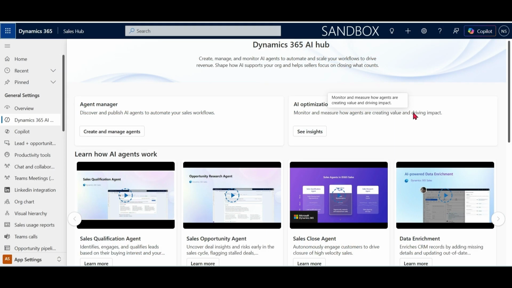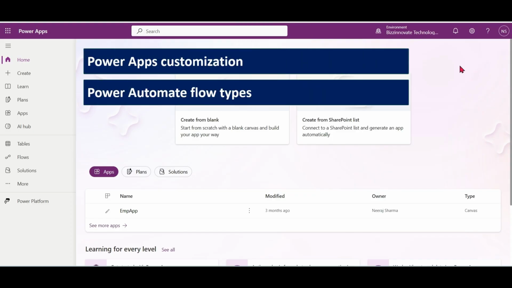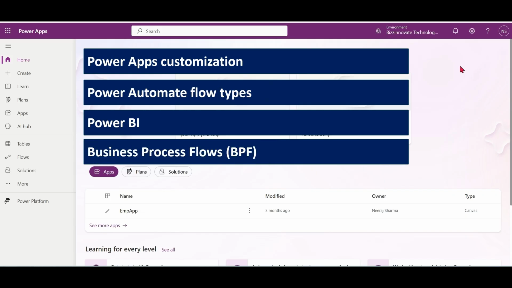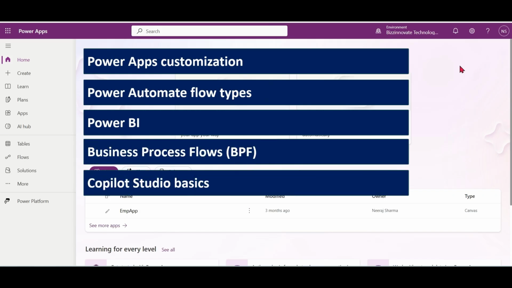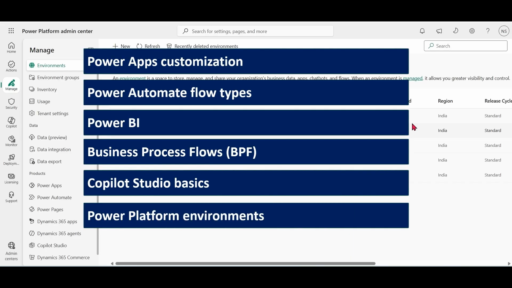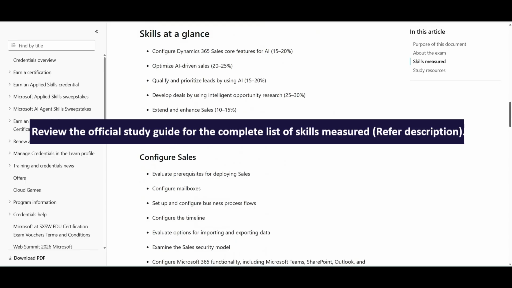Apart from practice on Sales Hub and about agents, to pass the exam we also have to focus on some functional areas like Power Apps customization, Power Automate flow types, Power BI, Business Process Flows (BPF), Copilot Studio basics, and also the ALM, Power Platform environments, security roles, and a little bit about the users. Be sure to review the official study guide to understand the complete list of skills measured.